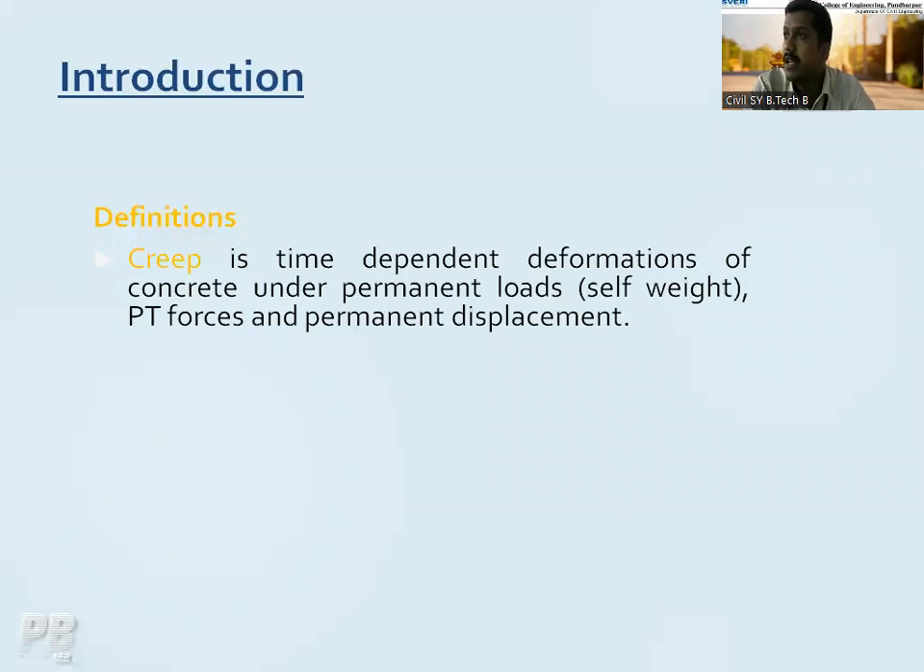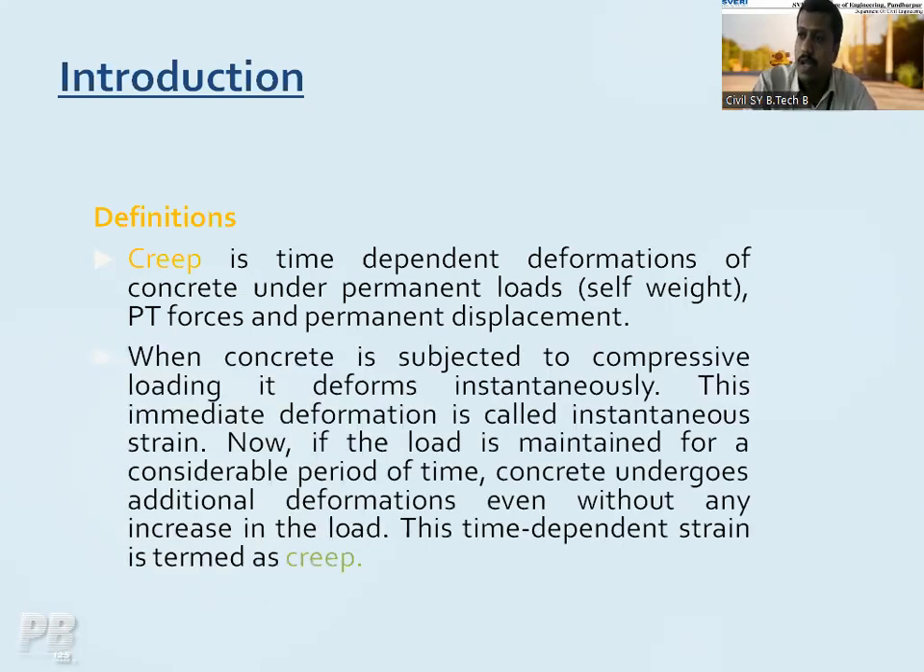Creep is a time-dependent deformation of a concrete structure under the action of loads. It may be the self-weight or any other load acting on the body. Due to that, there is a deformation of the structure, and that is nothing but creep. This time-dependent strain is called creep. It lasts for many years in a concrete structure, and it also depends on a few factors.